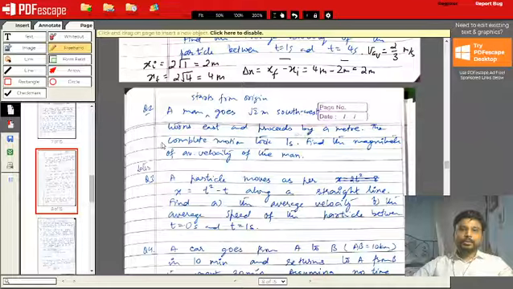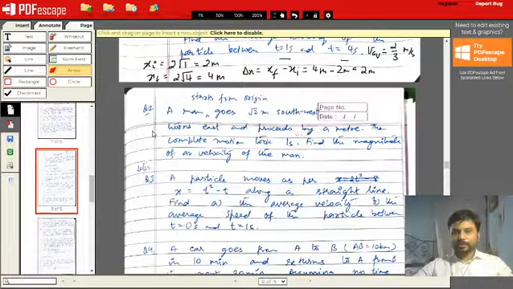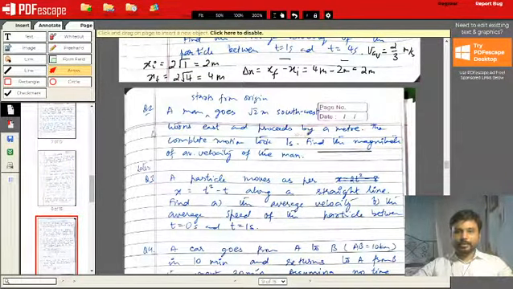Next question. A man starts from origin and goes root 2 meters southwest. It turns east and proceeds by 1 meter. The complete motion took 1 second to come about. Find the magnitude of the average velocity of the man. So first let us draw the axis. Here we have chosen this axis and this axis. These are the two axes which we are talking about.